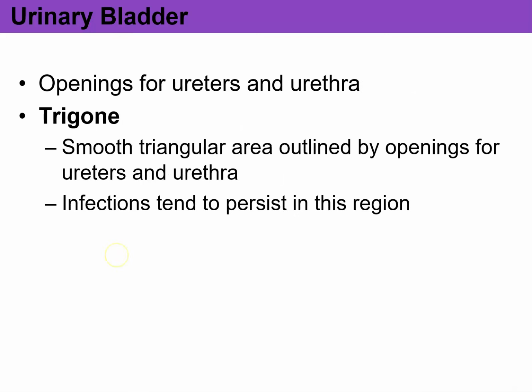The trigone is just the name of the area on the inferior part of the bladder, a triangle formed by the urethra going out and the two ureters coming in. They're very near each other and they form this little triangle area. It's a place where if an infection does become established in the bladder, this area is the hardest to rid of an infection, the trigone.